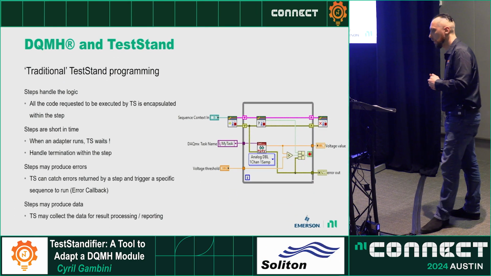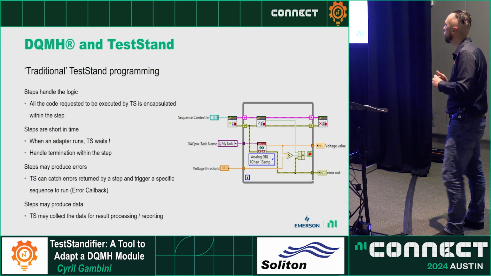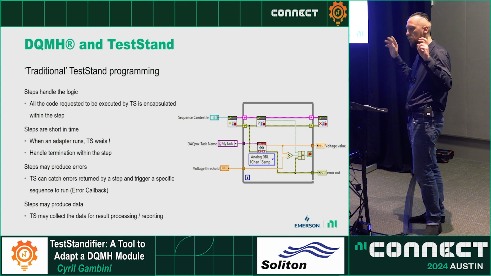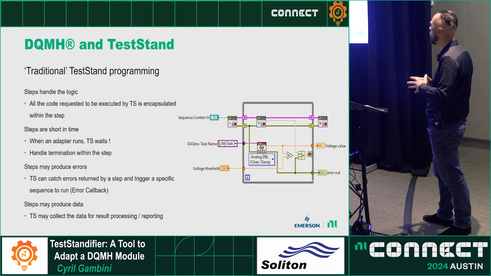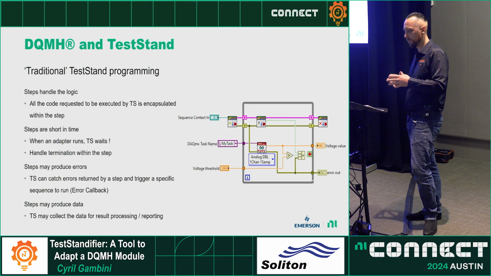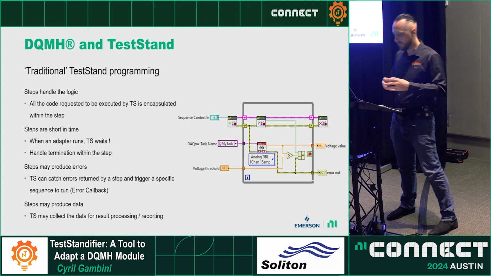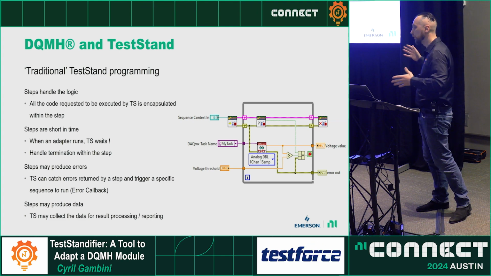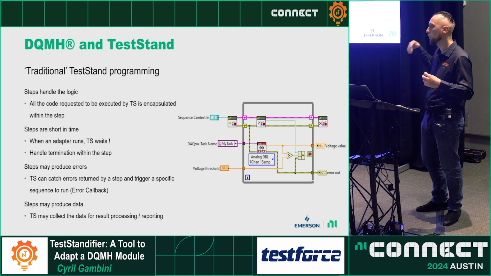So before diving into using DQMH with TestStand, I just want to make a quick recap of what traditional TestStand programming is. So if you are TestStand programmers, most of the time what we do is that we've got a single VI, that we make a step out of, and your single VI will actually perform something, calculation, acquisition, something like this. It will give an output, TestStand will get the output and go to the next step.